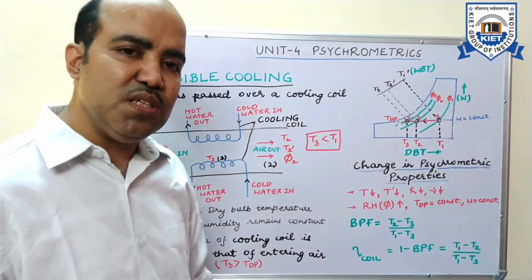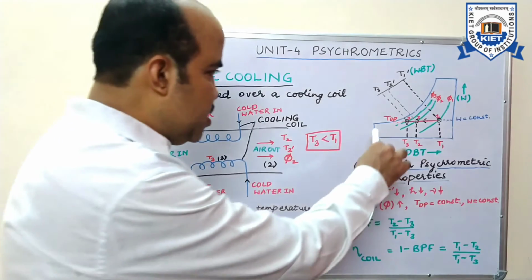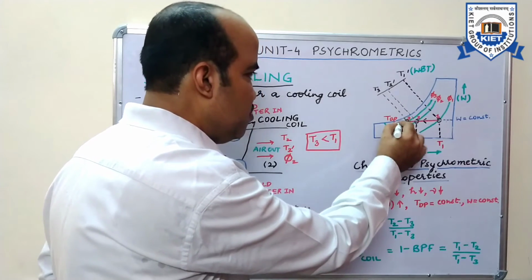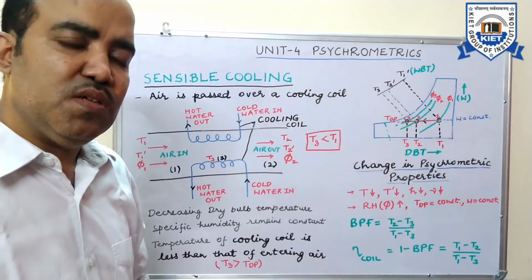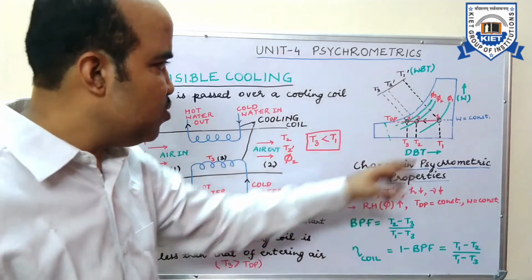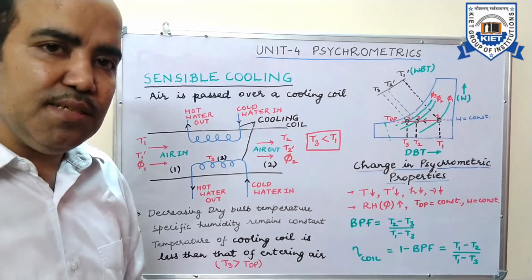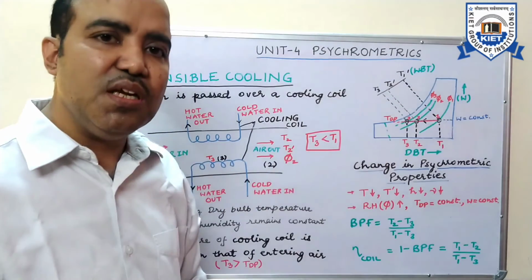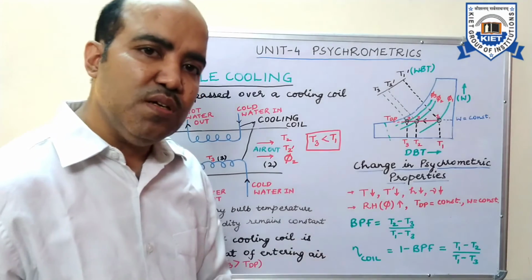After that you have the decrease in the specific volume. If you observe the constant specific volume lines, these are inclined lines on a psychrometric chart. On an actual psychrometric chart, you will find that the specific volume at point number 1 certainly has a higher value as compared to that of point number 2 or point number 3. So the specific volume also decreases.